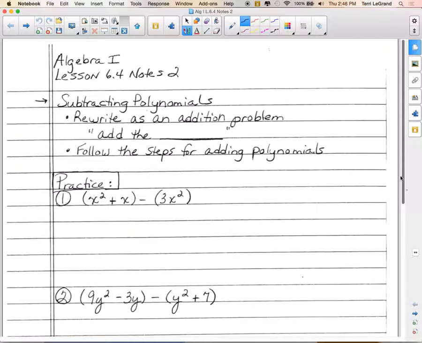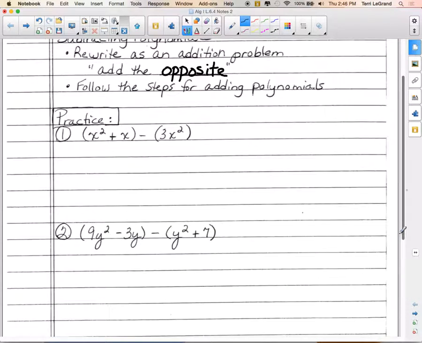I want you to write all subtraction as addition. So you're going to change all subtraction to add the opposite. But we are going to do it in steps. We're not going to get too carried away all at once. And then all we're going to do is follow the steps we did yesterday for adding, because once it's a straight addition problem, we should be able to do exactly what we did yesterday.